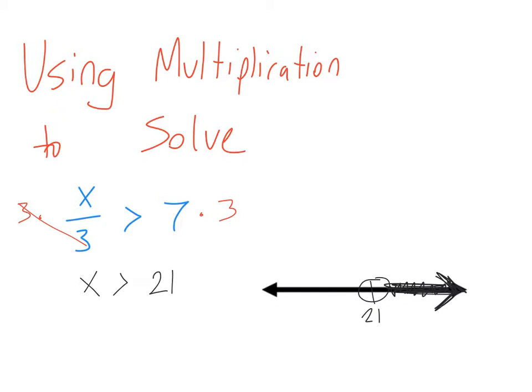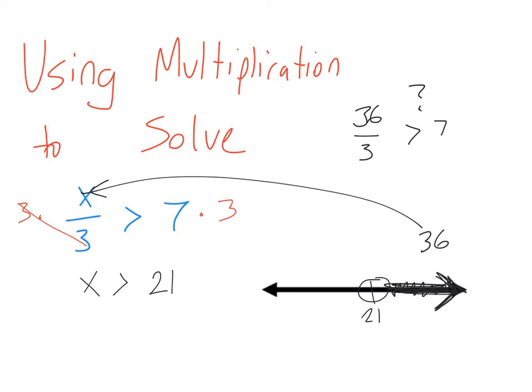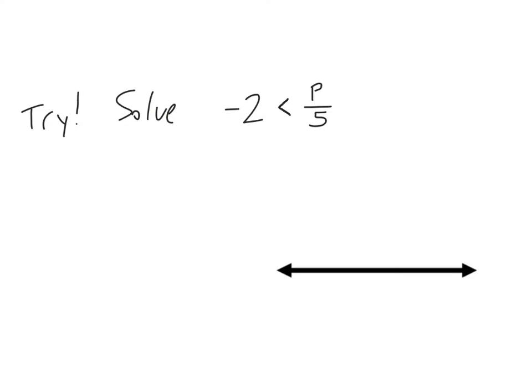So what are some answers that we can test? What's a number that's greater than 21? How about 25? Actually, let's do something divisible by 3. How about 36? If I plug 36 into our original, I should get a true statement. Is 36 divided by 3 greater than 7? Well, 36 divided by 3 is 12, and last time I checked, 12 is greater than 7. Once you pause the video and try this one, play it when you're done.